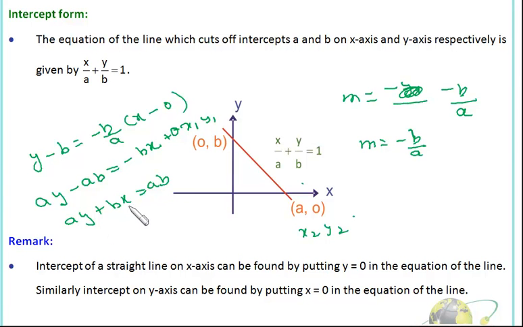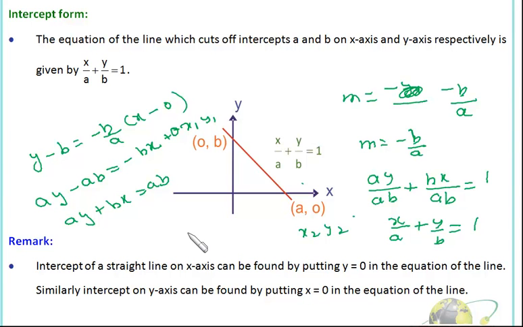Okay, if you divide the left hand side and right hand side by ab, you will be getting ay by ab plus bx by ab is equal to ab by ab, that means 1. That means x by a plus y by b is equal to 1. So friends, when you know x and y intercept, directly you can frame the equation of line, right? x by intercept on x-axis plus y by intercept on y-axis is equal to 1. So directly you can use this relation. Okay, and I have also shown you the derivation of the same, so that's pretty easy.